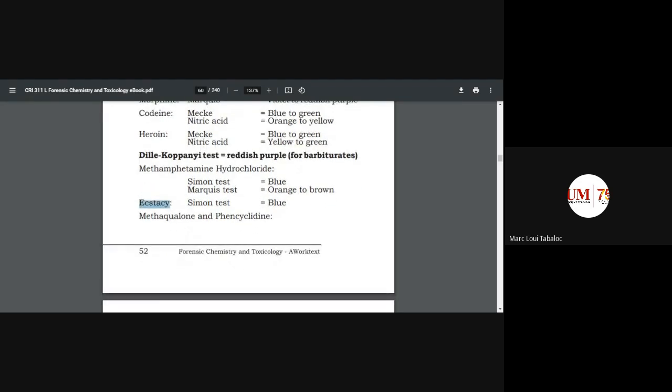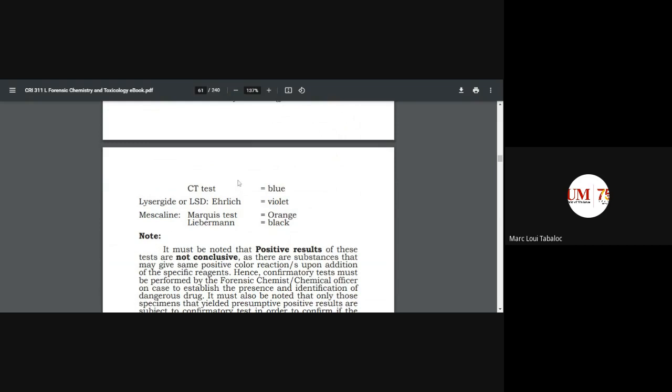These others, like methaqualone and phencyclidine, are much more specific tests for LSD and mescaline content. If you want to know if there is a presence of LSD in the specimen, they would use the Ehrlich reagent, the Ehrlich test, which would show a violet color change if there is LSD content. Mescaline is another type of dangerous drug. If you use Lieberman's test with Lieberman's reagent, it will turn the specimen black. Okay? The urine specimen will turn black.